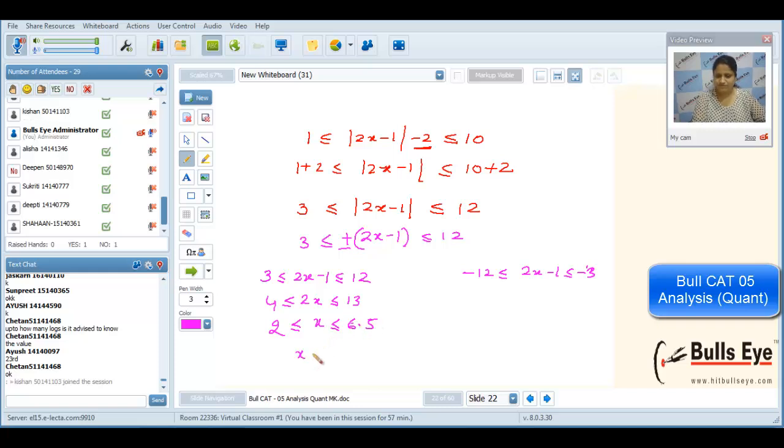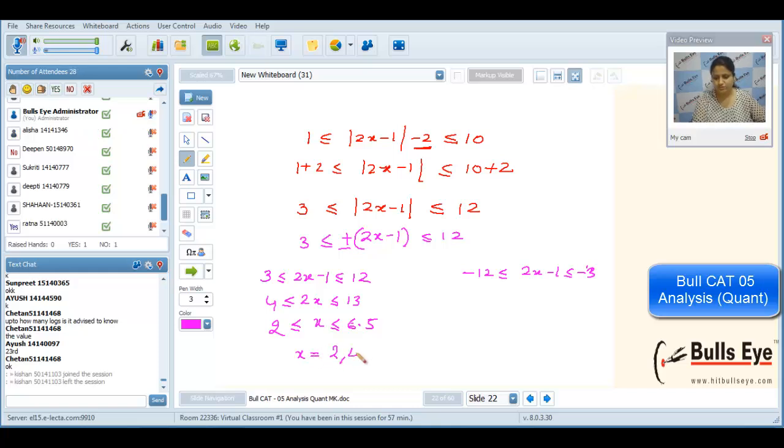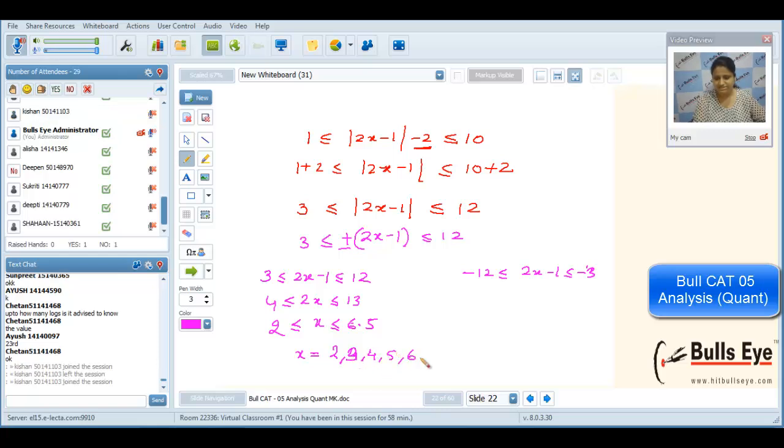Since we are interested only in integral values, we will take 2, 4, 3, then 4, 5 and 6. In the same way we can calculate this. We will get more values of x, and that is the answer. Any problem in this now?